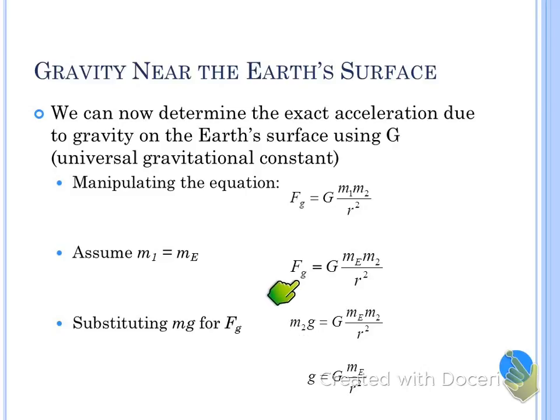Another way that we can solve for the gravitational force is taking mass times the acceleration due to gravity. So far we've used 9.8 as the acceleration due to gravity, so all we're going to do is substitute that in. Then we can cancel m2 on either side, which leaves us with this equation: g equals big G times the mass of the Earth over r squared. This new equation you need on your equation sheet.